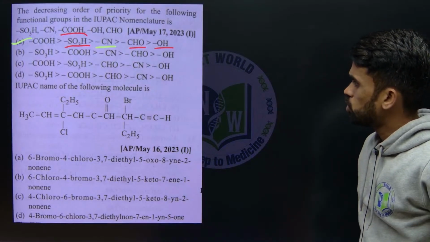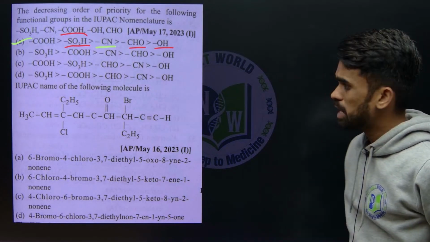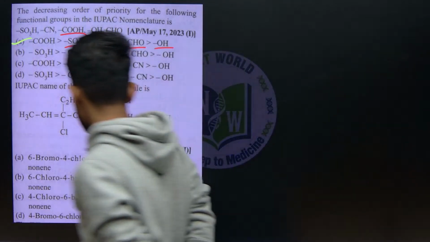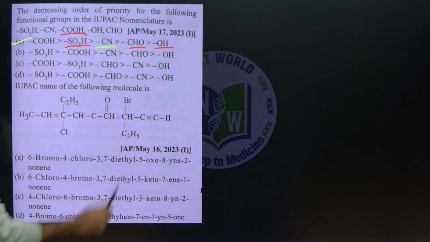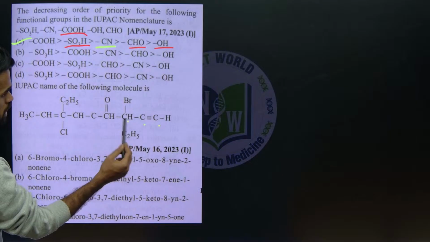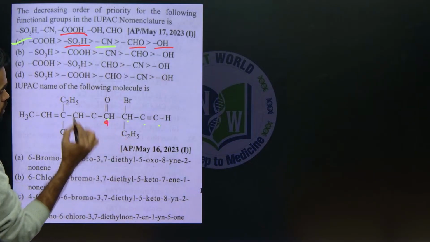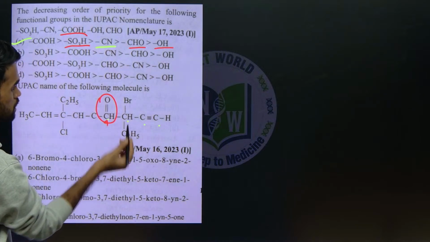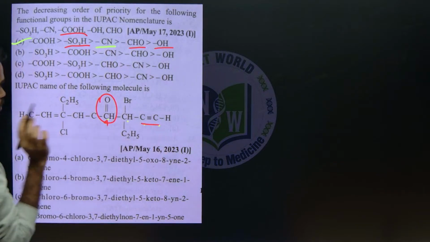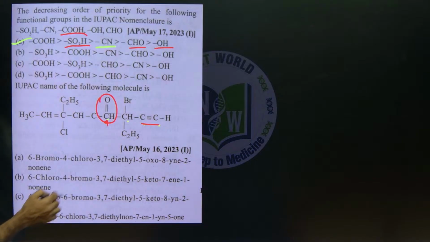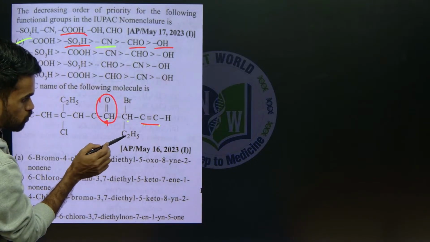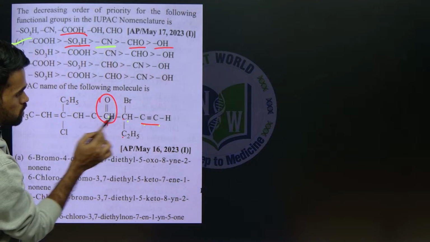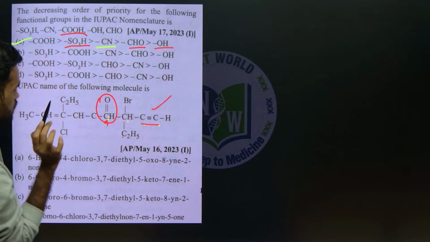From where we need to give the numbering? What will be the priority functional group here? Just look. How many carbons are there? If I start from here, 1, 2, 3, 4th. At 4th position, keto. Because we know carbonyl group, keto group has more priority than this double bond and triple bonds. So if I start numbering from here, ethyl is there, 1, 2, 3. This is 4th. From here also it is 4th, so take this one as a correct one.